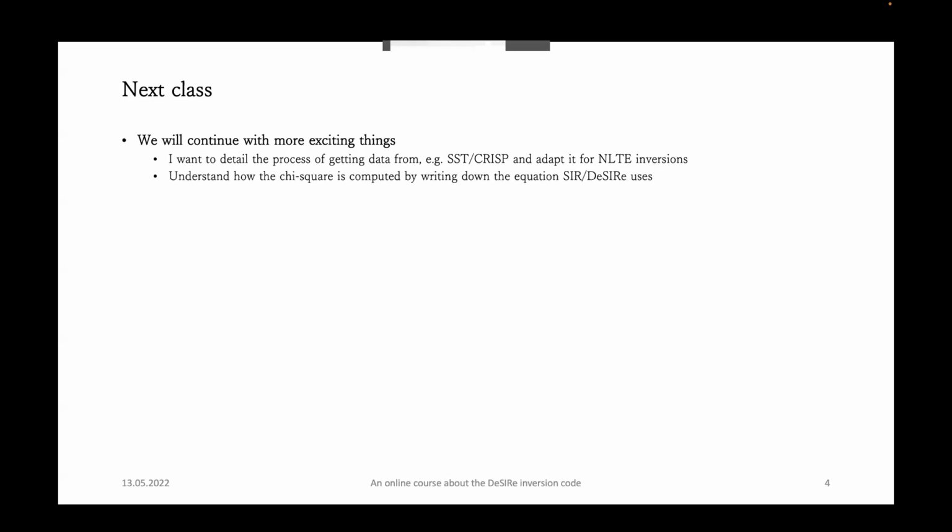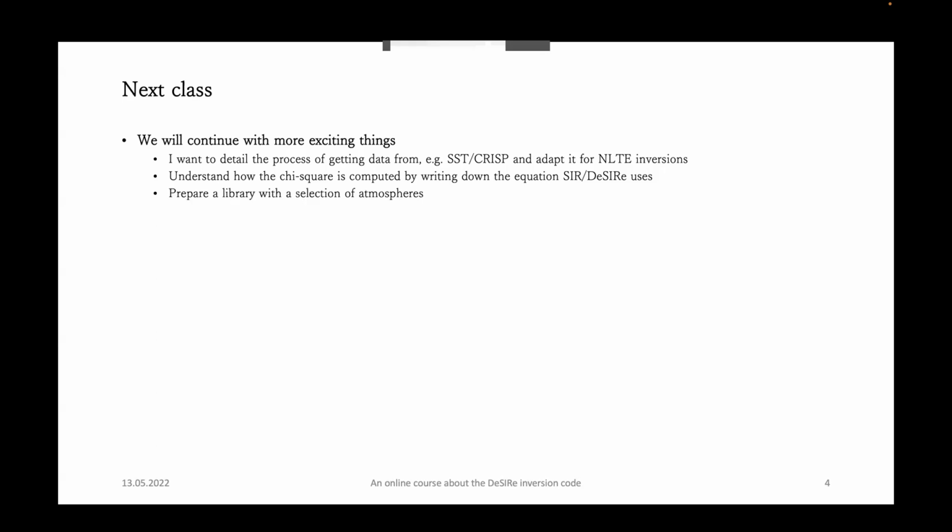Then I want to explain and also understand myself how the chi-square is computed in DeSIRe. So I will sit down with Basilio, we will write down the equations, I will prepare a program where you say, this is my profile, and this is my configuration file of inversion with nodes and things like that. You run it, and then you get the same value that you obtain with DeSIRe after running an inversion.